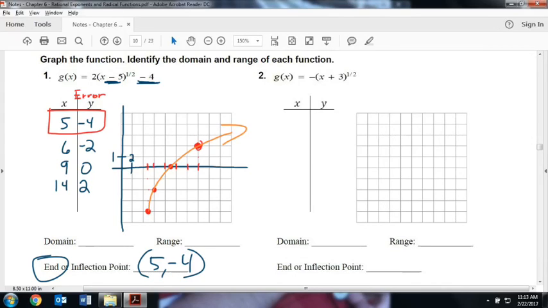Easy peasy, chicken greasy. To get the domain and range, notice I need my x values and my y values. Remember, x is domain and y is range. So let me do it in a different color. My x starts here at 5 and goes right forever, correct? So it is from 5 to infinity. My y value starts here at -4 and goes up forever. So the lowest point is -4. The highest point is infinity. Cool? And that's how you do it.